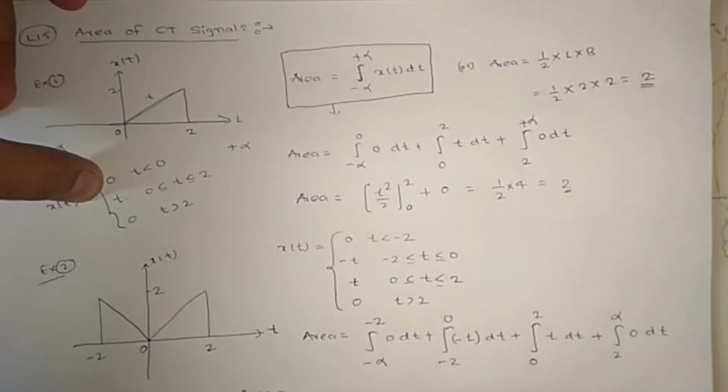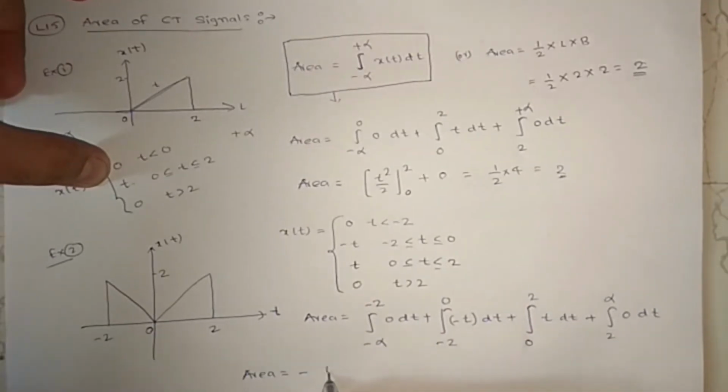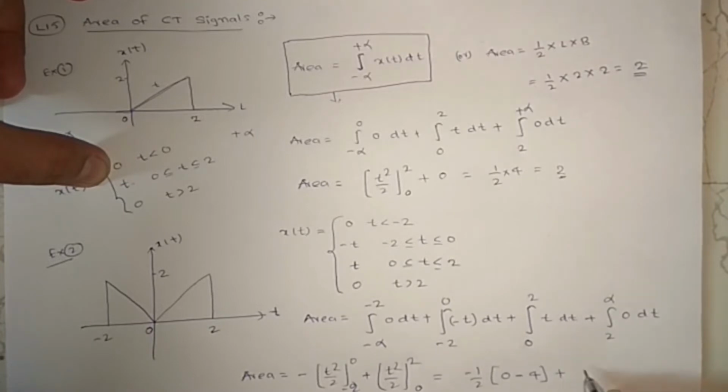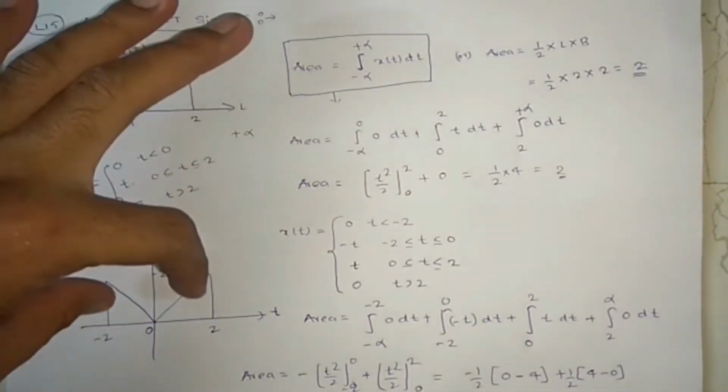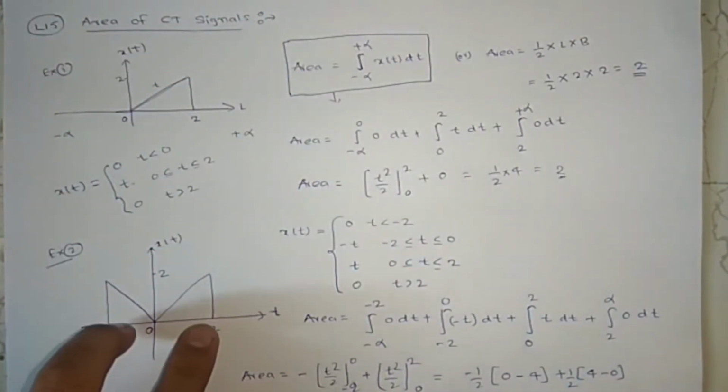So area equals, this is 0, this is minus t square by 2 with limits minus 2 to 0, plus t square by 2 with limits 0 to 2. So minus 1 by 2 times (0 minus 4), plus 1 by 2 times (4 minus 0). So this is 2 plus 2 equal to 4. See, directly also we can calculate. Here this area is 2 and two such areas are there, so this becomes 4.